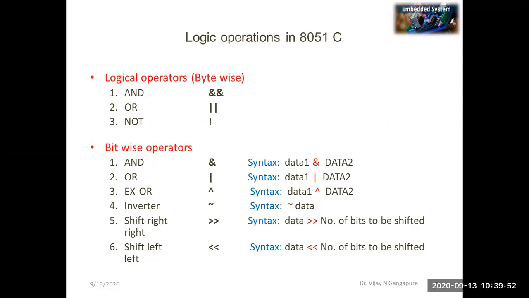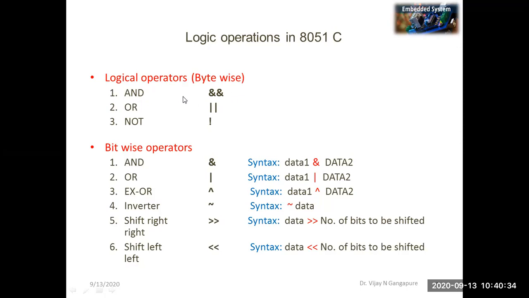There are two categories of logical operators available in the C programming language to perform logic operations. The first category is byte-wise logical operators, because these operators operate on whole bytes. For example, for the AND operation, double ampersand is the logical operator available in C. This operator can be used to operate on two operands, data 1 and data 2, and it operates on whole bytes of data.